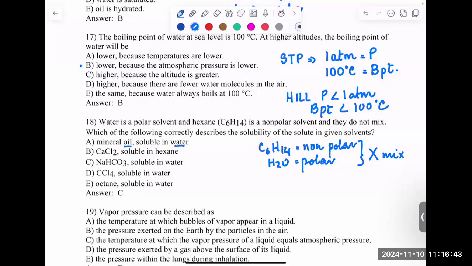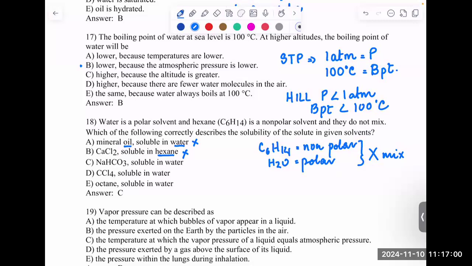Calcium chloride, soluble in hexane. Hexane is non-polar and calcium chloride is like a solid. So this is also not going to dissolve. This one won't dissolve because remember, all chlorides are soluble in water except barium, strontium, calcium chloride.